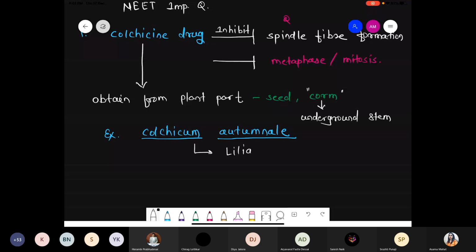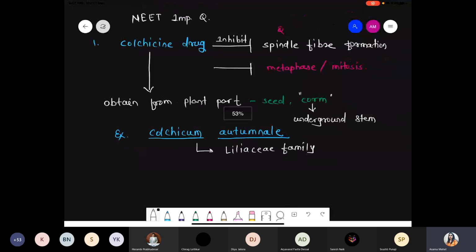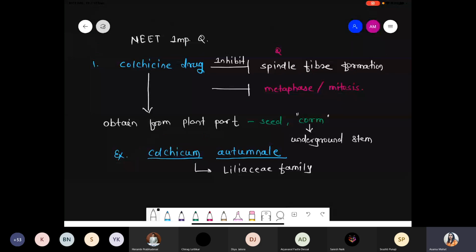So in the morphology chapter we will repeat this point, because Liliaceae is a monocot family, meaning under the monocots come the Liliaceae family and the Poaceae family. We'll see this part in the morphology chapter. One important point, please remember: up to your 12th standard you have to remember the function of this colchicine drug, because it will be repeated many times. In zoology also you will see this part in the disease and drug part.